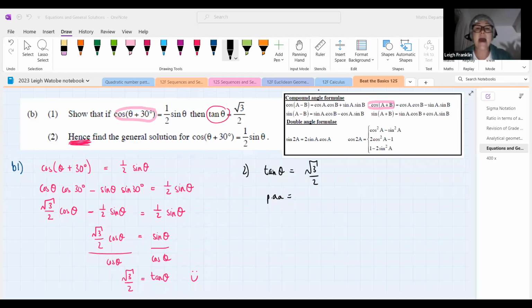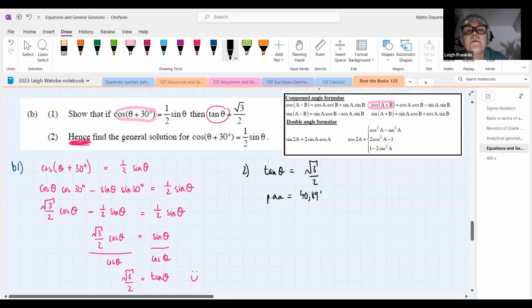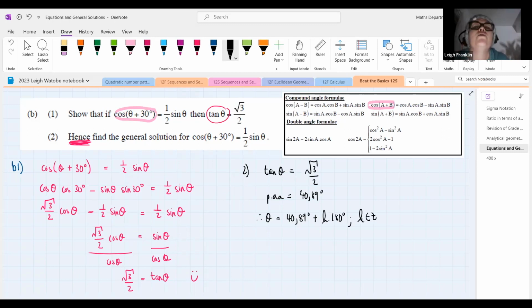So our PAA is what, guys? Are you getting a PAA? Yeah, I agree. 40,89. And then we will say therefore theta equals our PAA plus K times 180. K is an element of the integers, and I'm working in quadrant number 1.